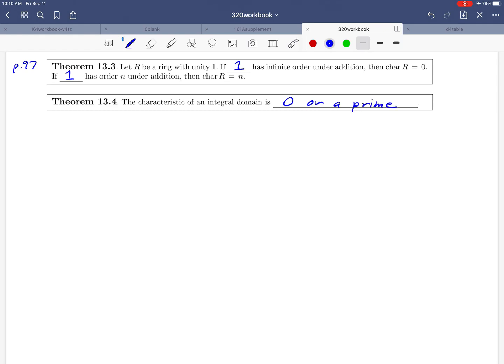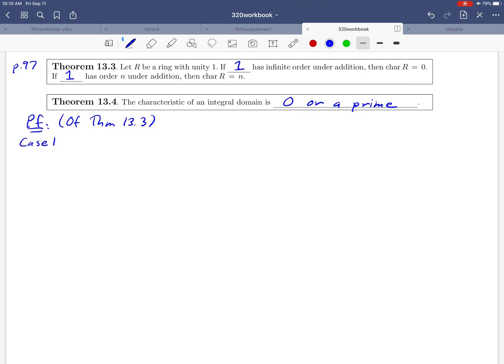Okay, now what I'd like to do is to take a couple of minutes to prove Theorem 13.3. You're welcome to look in the textbook and see the proof of Theorem 13.4 if you're interested. All right, and we've really got 2 claims that we're making in Theorem 13.3. We're going to prove those one at a time.